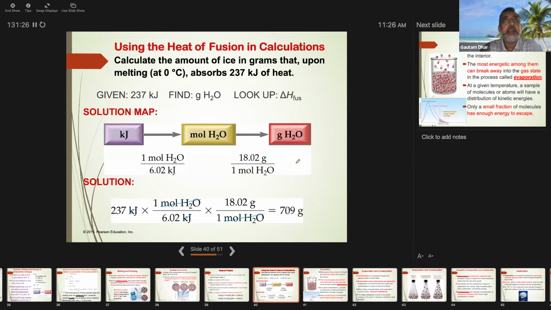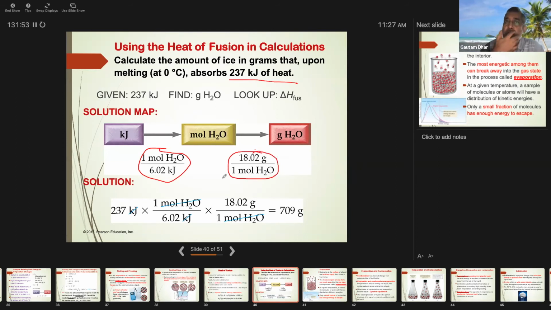Now here's a simple question: calculate the amount of ice in grams that upon melting absorbs 237 kilojoules of heat. The heat of fusion is in kilojoules per mole. Take it for granted for now that 1 mole of water is 18.02 grams. I'll tell you later how we come to those values. But when I give you questions for this, I will give you in grams, so not moles.